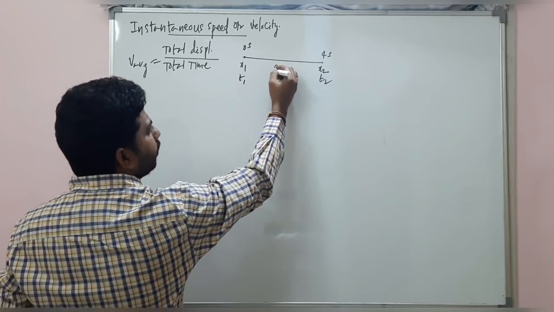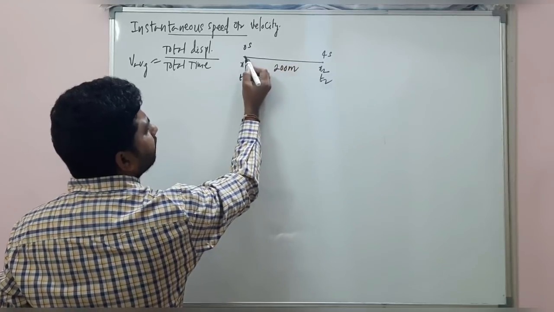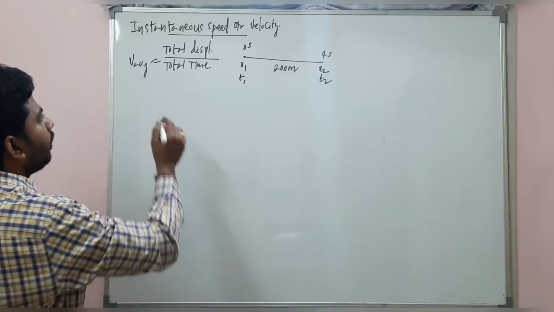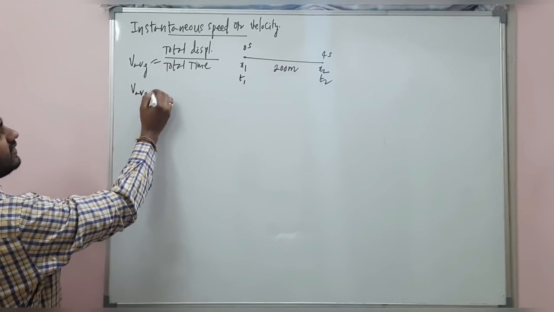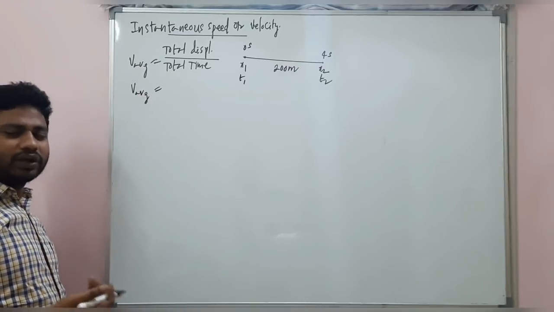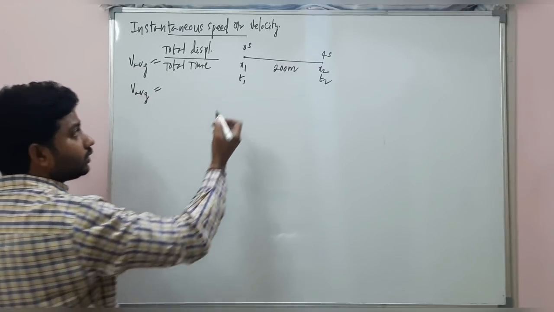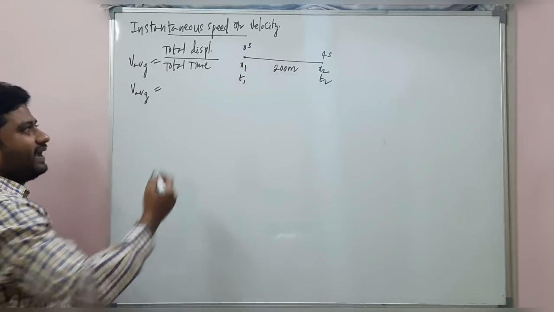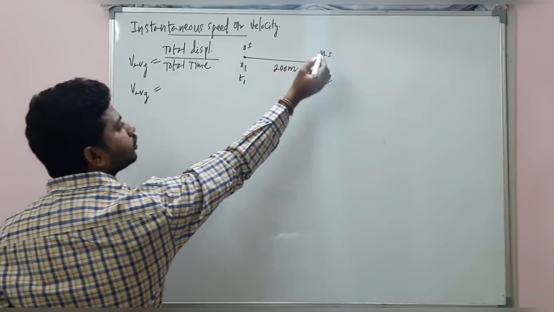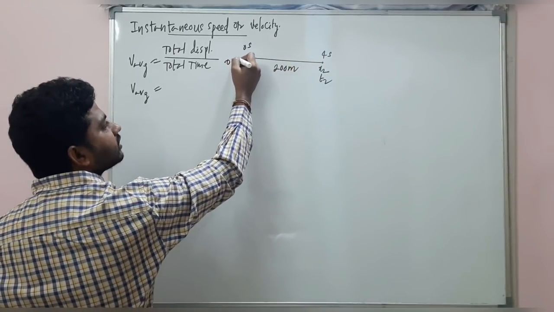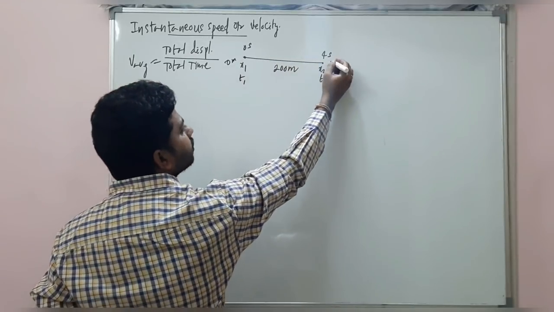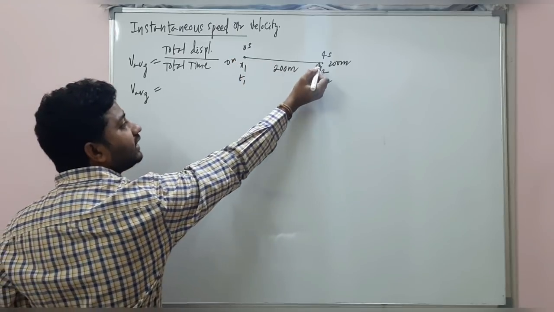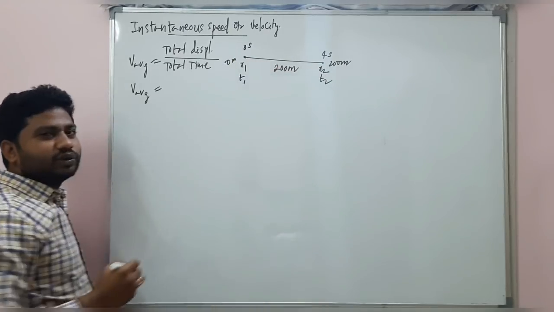Let's consider the body reaches 200 meters from x1 to x2. In this case, average velocity is equal to total displacement. What is the total displacement? Can I write x2 minus x1? x1 is 0 meters, x2 is 200 meters. So what is the total displacement here? 200 meters minus 0 meters.